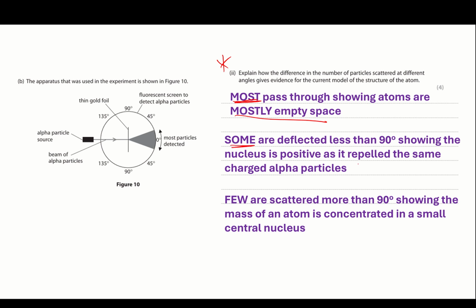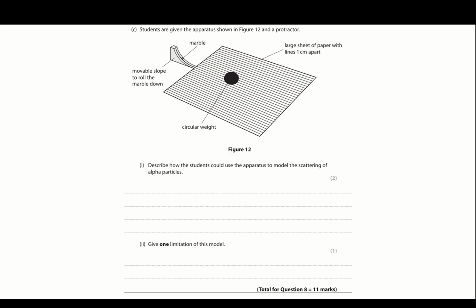So to go through, most pass through, mostly empty space. Some deflected, this is because they've been repelled. And then a few were scattered or reflected. And this is a small central nucleus. So that's the key parts. Common question, and it's what's nice about that: you practice it a few times, it gets you marks every time.